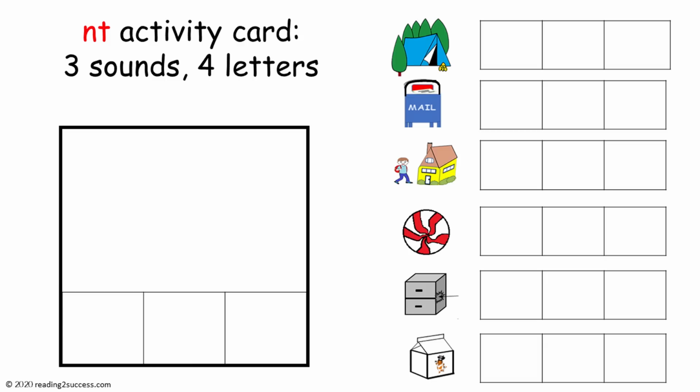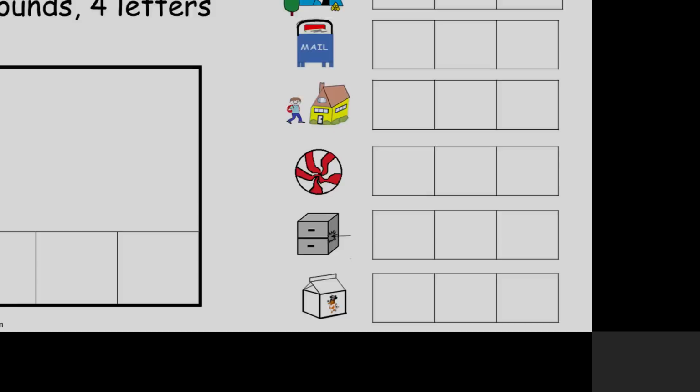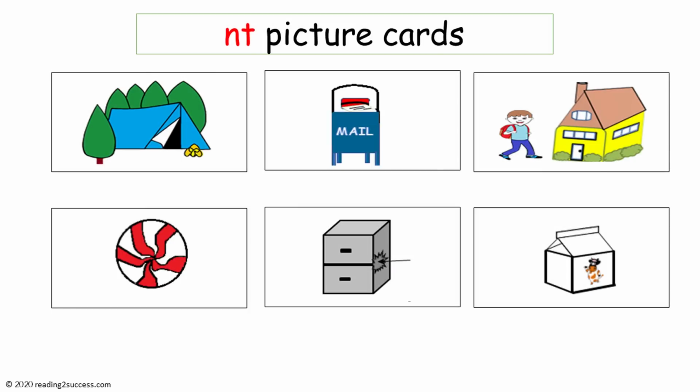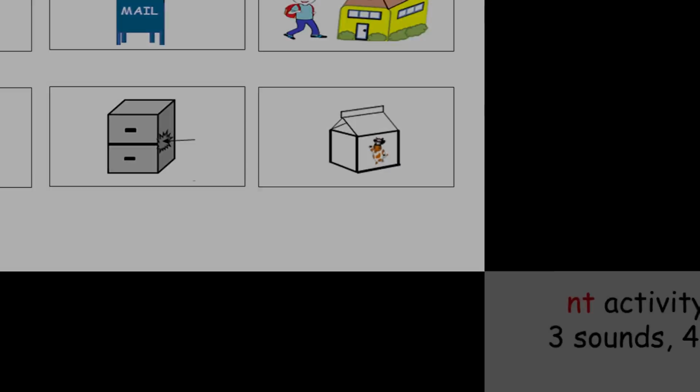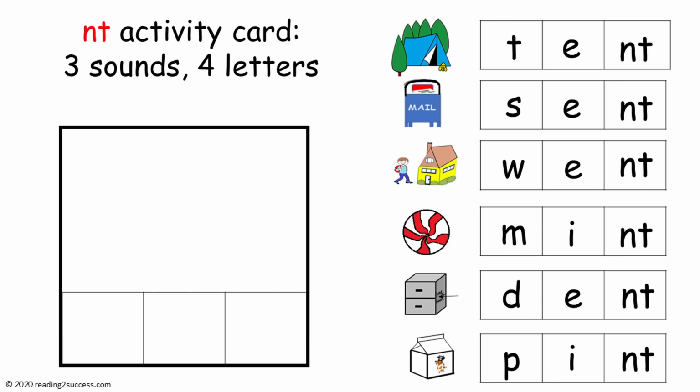These are the templates to complete the next activity. Follow the same procedures that were done for digraph CK. This is a completed example. For each word, the kids push up the circles and then they write the word. And then at the end, tent, sent, went, mint, dent, and pint will all be written on the page.